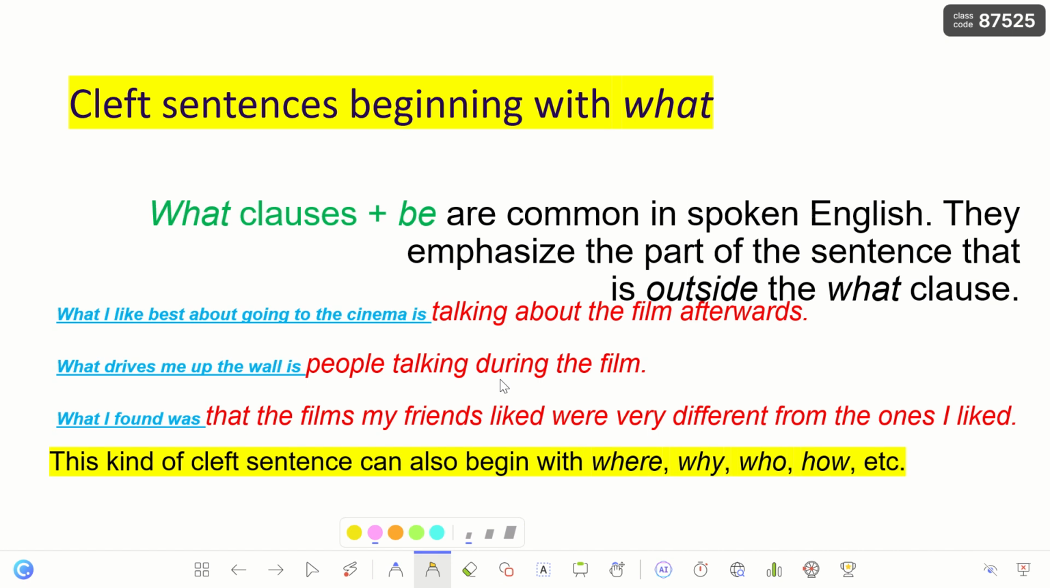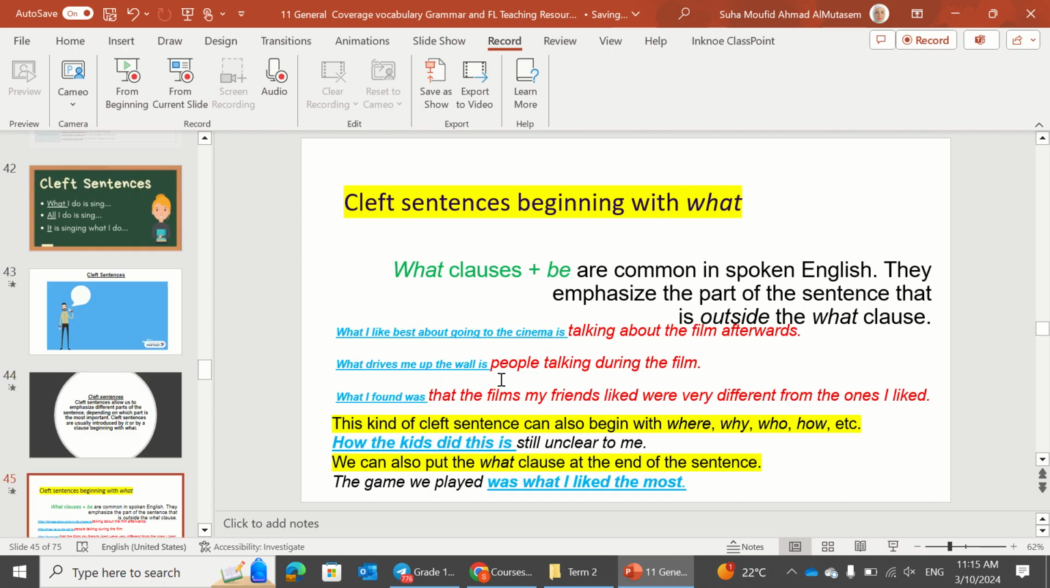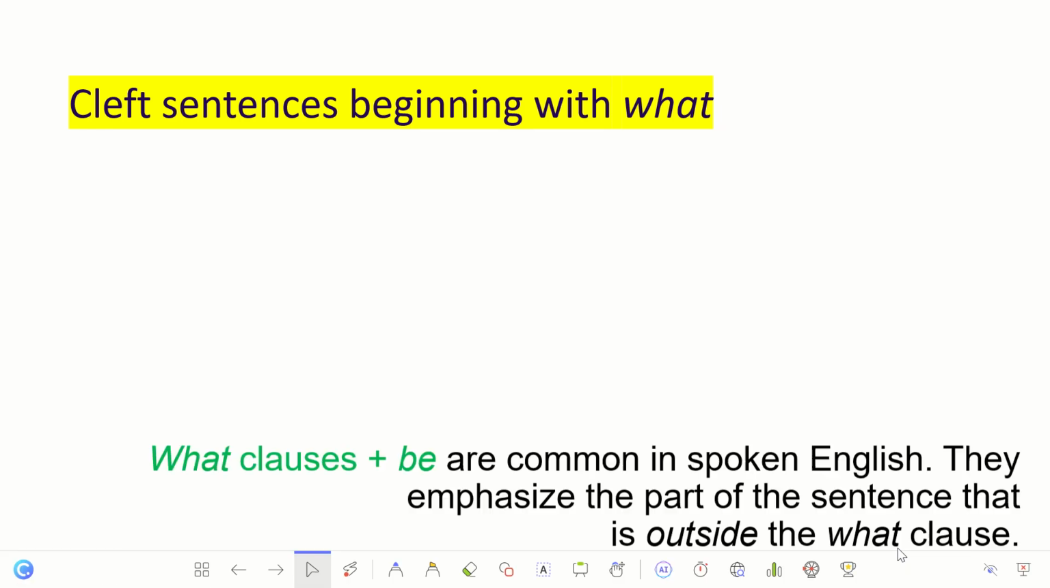Okay, we said that we can also start with where, why, who, and how. Like how the kids did this is still unclear to me. And what clause can come at the end of the sentence, like this example. The game we played was what I liked the most. Or I can start with what I like the most was the game we played, or we can put it at the end. The game we played was what I liked the most.